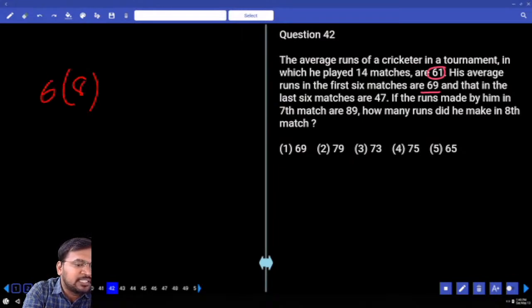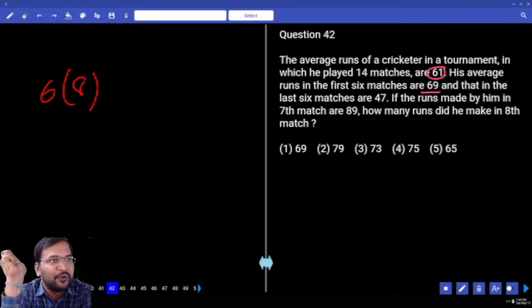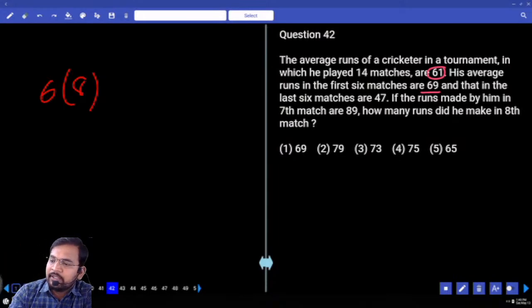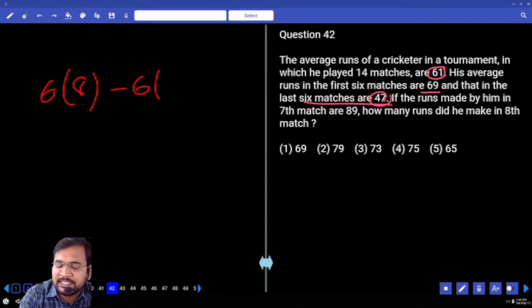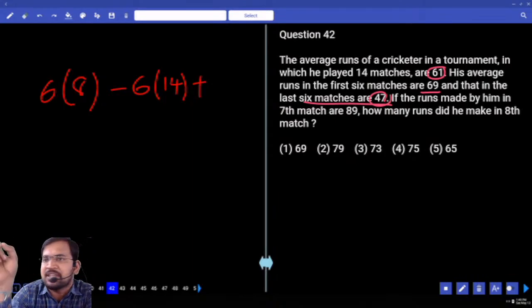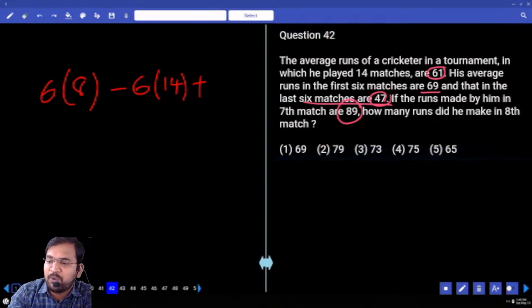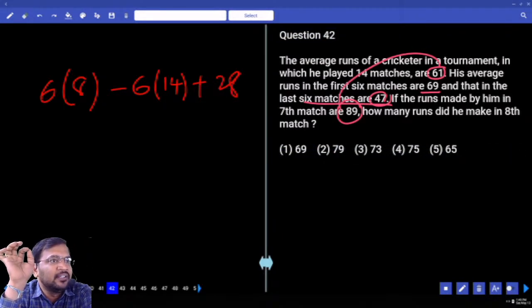So 6 into 8. Take the extra only. And the last 6 matches are 47. This 47 is how much lesser than 61? 14 less. Less is nothing but minus, so minus 6 into 14. And the 7th match is only 1 match. How much more than the given average? 28. All of it clear?